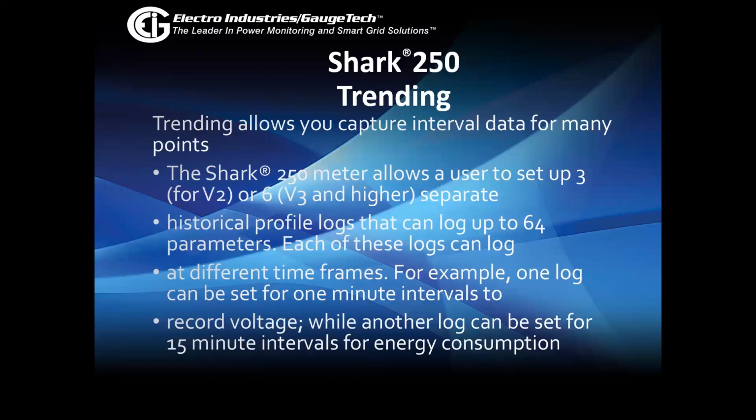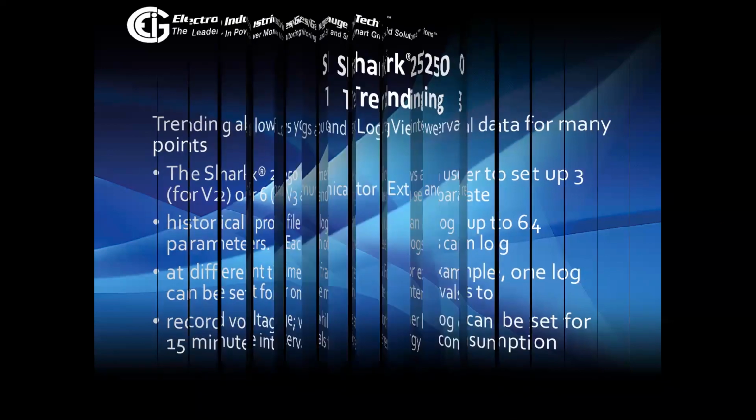data that you're capturing. Trending allows you to capture interval data from many points. The Shark 250 allows you to set up to 3 or 6 separate logs, historical log profiles that can log up to 64 parameters. Each of these logs can log at different time frames. For example, one can be set for 1 minute intervals and record voltages, as well as frequency, phase angle, many different points. And you can set it from as little as 1 minute to 60-minute intervals. So let's take a look at that.